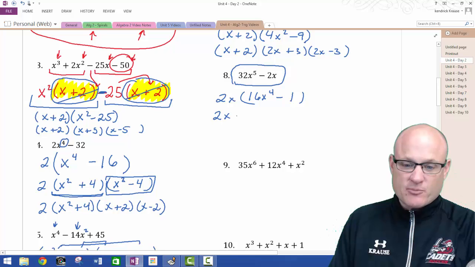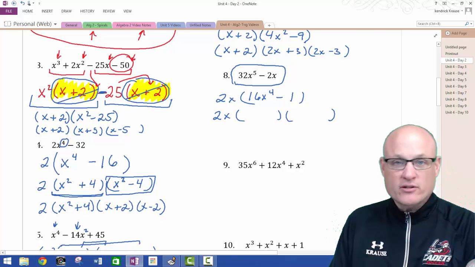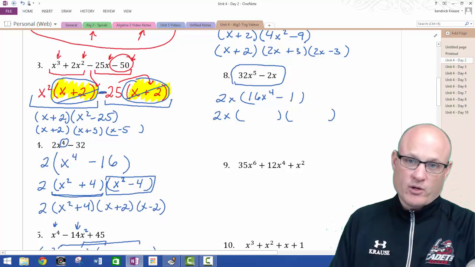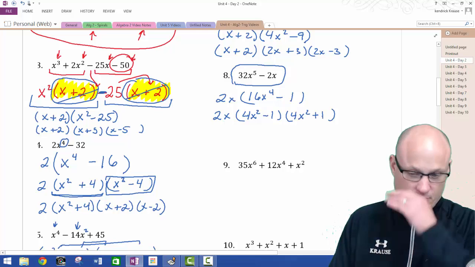This is the difference of perfect squares. 16 is a perfect square. x to the 4th is a perfect square. 1 is a perfect square. All of it's perfect square, and we're subtracting. So this is going to be 4x squared minus 1, 4x squared plus 1. Difference of perfect squares.